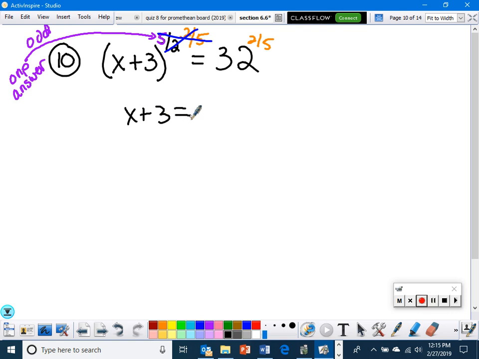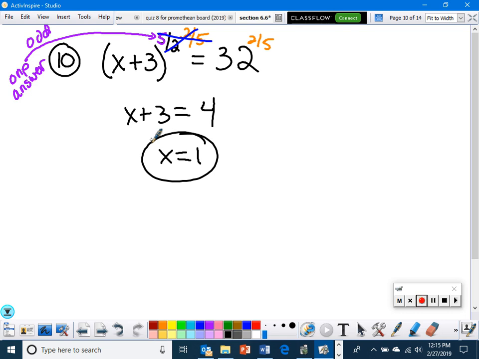And if you type that into the calculator, 32 to the 2/5 power is 4. And so take away 3. Our answer is just plain old 1. All right, let's move on.